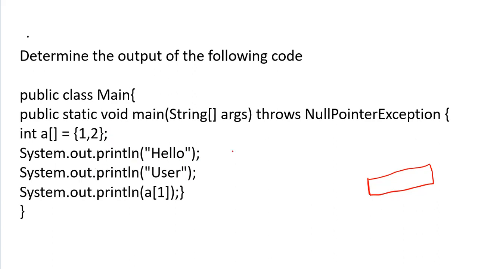First of all, we are printing System.out.println hello, so hello will be printed. Next we are printing user, so user will be printed. Next we are printing a of 1. Here we have an integer array a, and we are printing the element that is stored at the first index of the array a. What is that element? 2, right? So 2 will be printed. That's it. This will be the output of the given code.